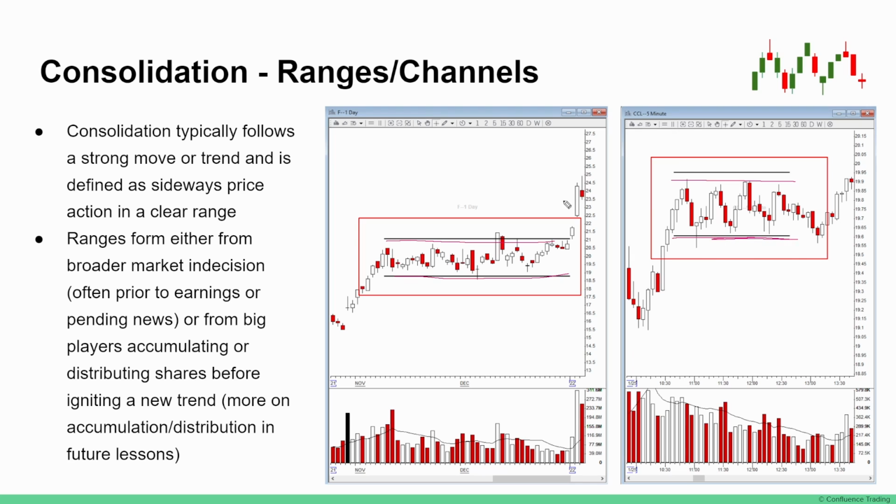These ranges form for a couple different reasons. And differentiating between these reasons is something that we'll get into in the next lesson. But for now, just focus on the fact that they result from either broader market indecision, so they'll happen maybe prior to an earnings call or a big news announcement, or they happen because big players are either accumulating or distributing shares before igniting a new trend in either the same direction or the opposite direction.